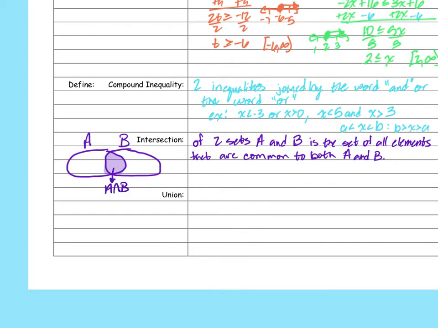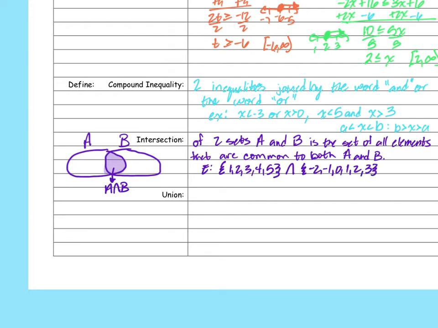It's an upside down U. Okay, an example mathematically would be if I have the set 1, 2, 3, 4, 5, and I want to find the intersection between that set and the set of -2, -1, 0, 1, 2, and I think I have another number in there. Oh yeah, 3.